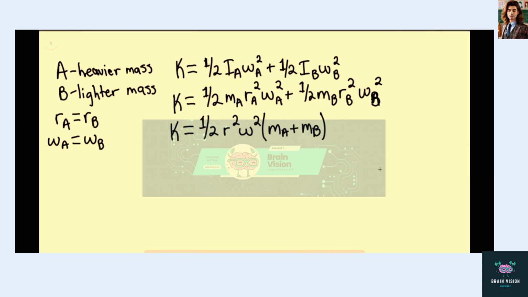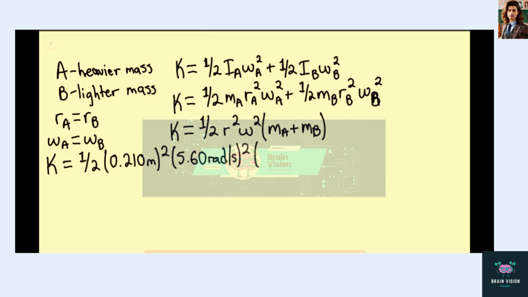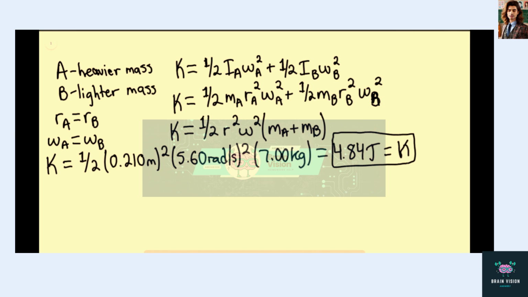And we can solve. So K would then be equal to 1/2 times 0.210 meters quantity squared multiplied by 5.60 radians per second quantity squared multiplied by 7.00 kilograms. And this is giving us 4.84 joules for the kinetic energy. This would be your answer for part A.